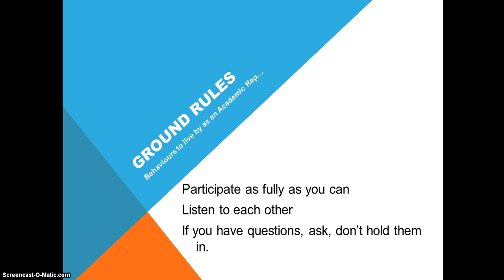So the ground rules that we normally set in the training, but are also relevant behaviours to live by as an academic rep, are to participate as fully as you can in every opportunity to gain or give feedback, to listen to each other and listen to students. And I mean really listen, not just wait for someone to stop talking so you can give your view, but genuinely listen to them, even if you disagree with them. And also, if you have questions, to ask rather than holding them in and waiting until someone else can hopefully answer it for you. You need to be really upfront about what you need to know.